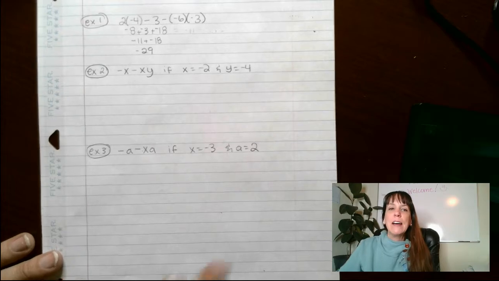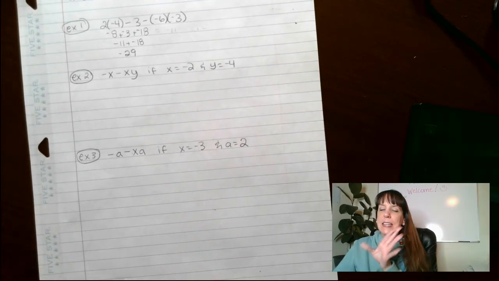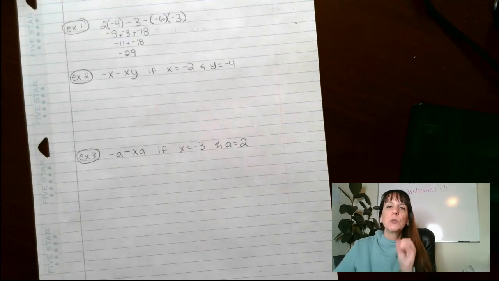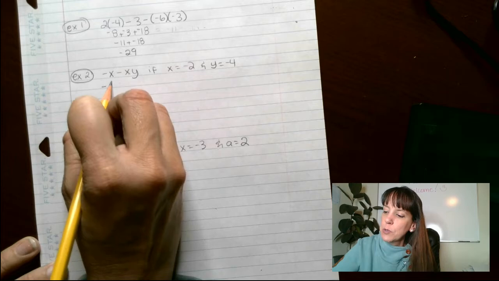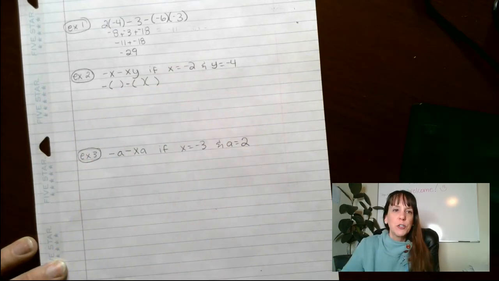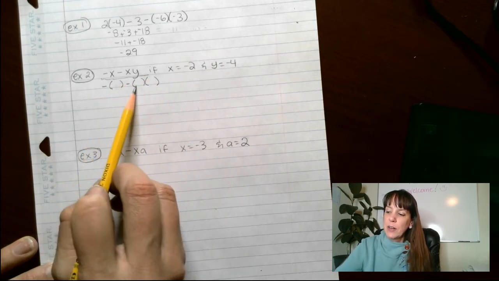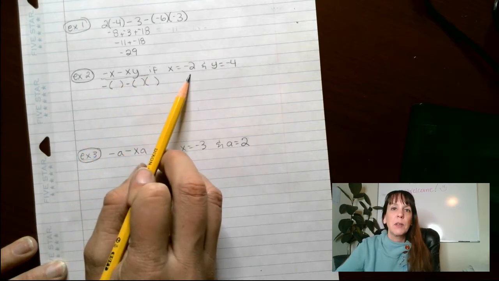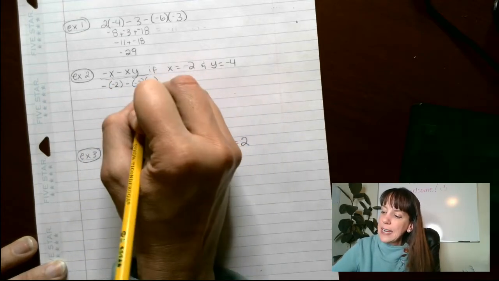All right, guys, so now we're going to evaluate, meaning we're going to plug in for numbers, algebraic expressions. The key here is you need to use parentheses. So wherever there is a variable, you are going to use parentheses. Like this. You see how I copied this guy right here, but wherever there was a variable, I put in a parenthesis. Now we're going to plug it in. -2, and y is -4.